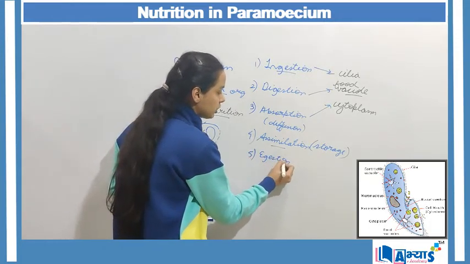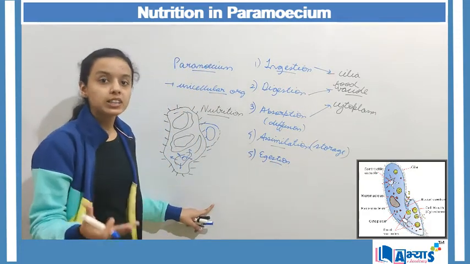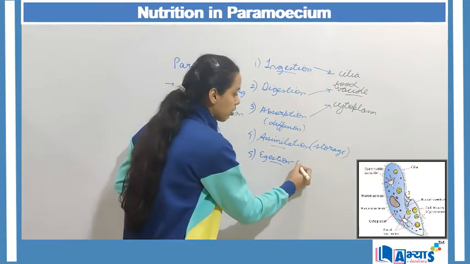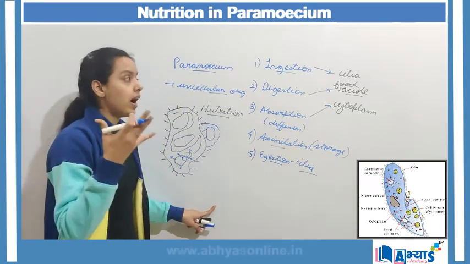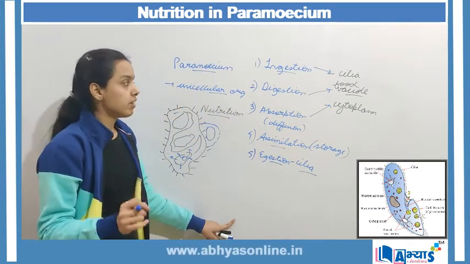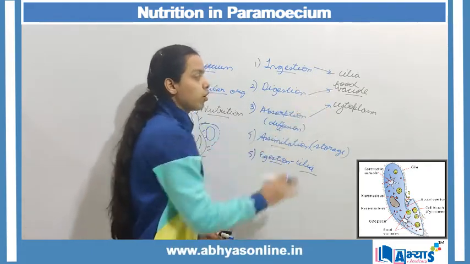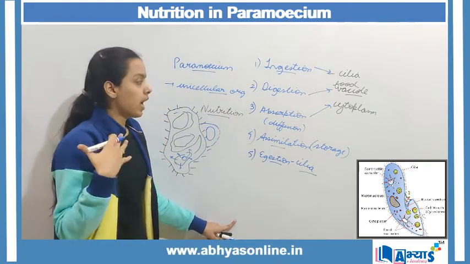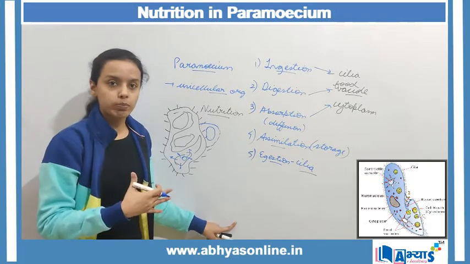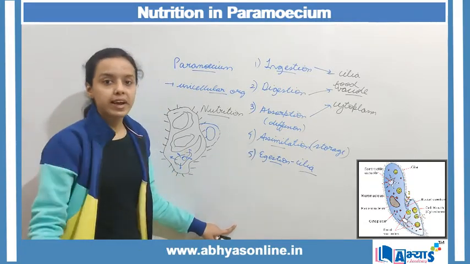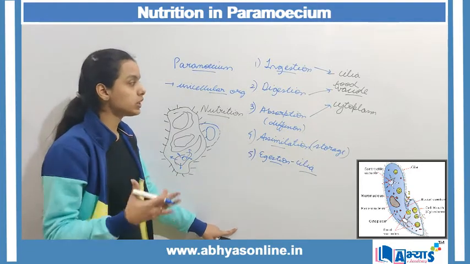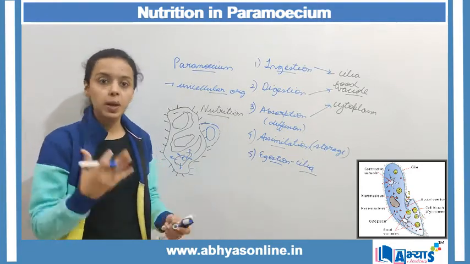Egestion refers to the removal of the waste products, which is also done with the help of cilia. So ingestion and egestion are done with the help of cilia. Digestion is done in the food vacuole. Absorption takes place in the cytoplasm, and the main function of assimilation is storage or to provide energy. So this was the concept of nutrition in paramecium.